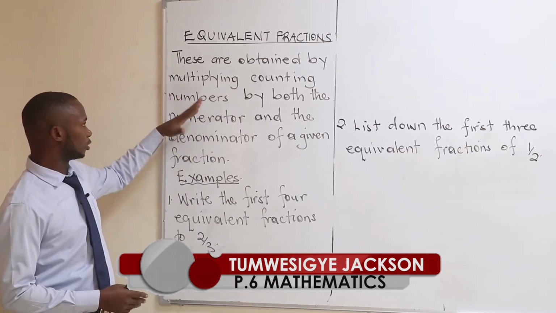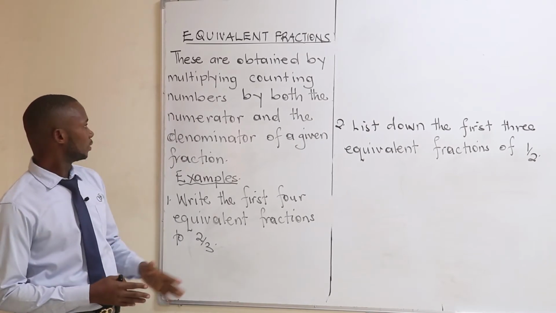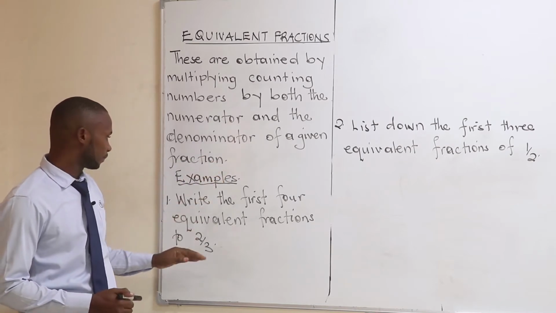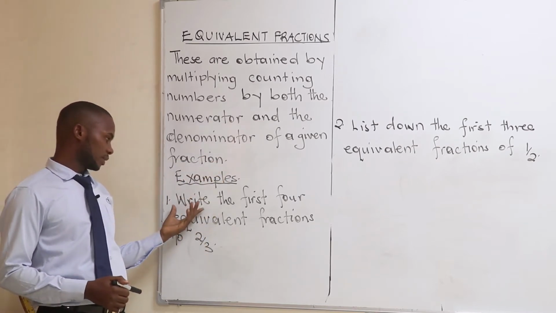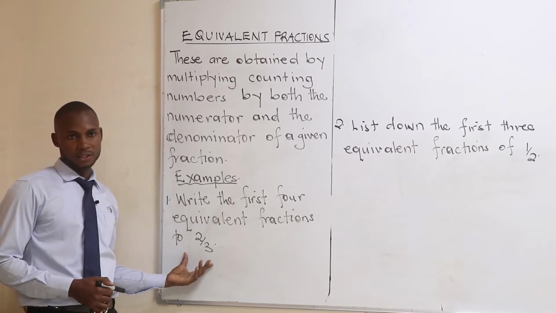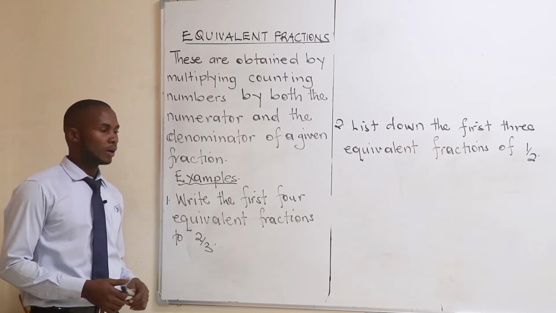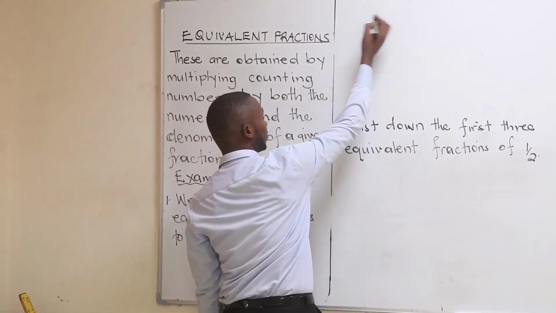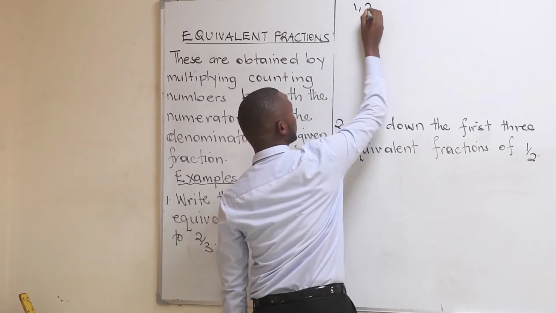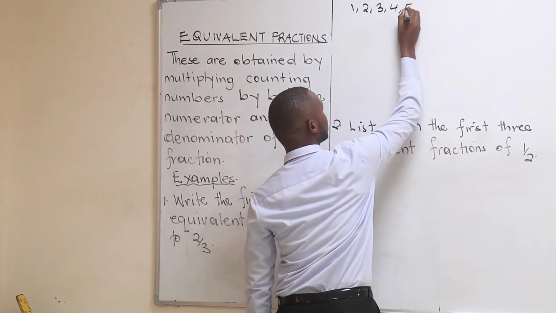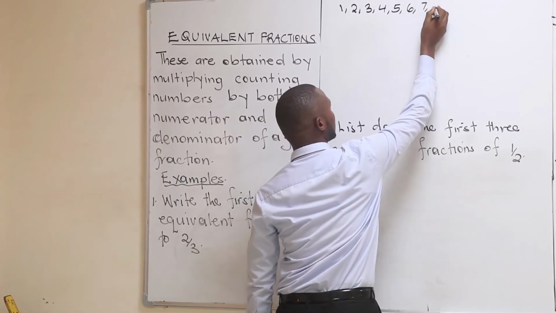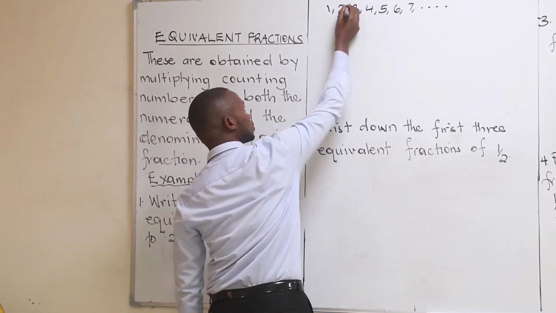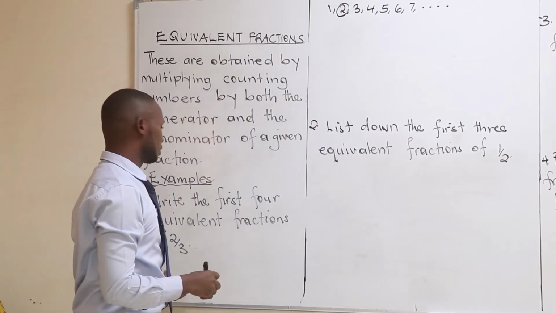They are obtained by multiplying counting numbers on both the numerator and then the denominator of a given fraction. Take an example. They are telling us to write the first 4 equivalent fractions to 2/3. One of you should be able to identify that among the counting numbers, we have 1, 2, 3, 4, 5, 6, 7, and so many other numbers. But this time around, you will start with the 2 when you are getting equivalent fractions.